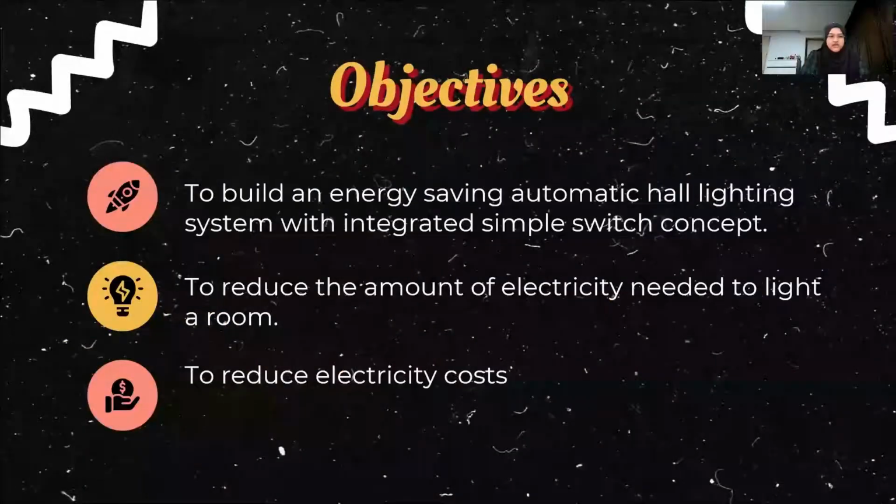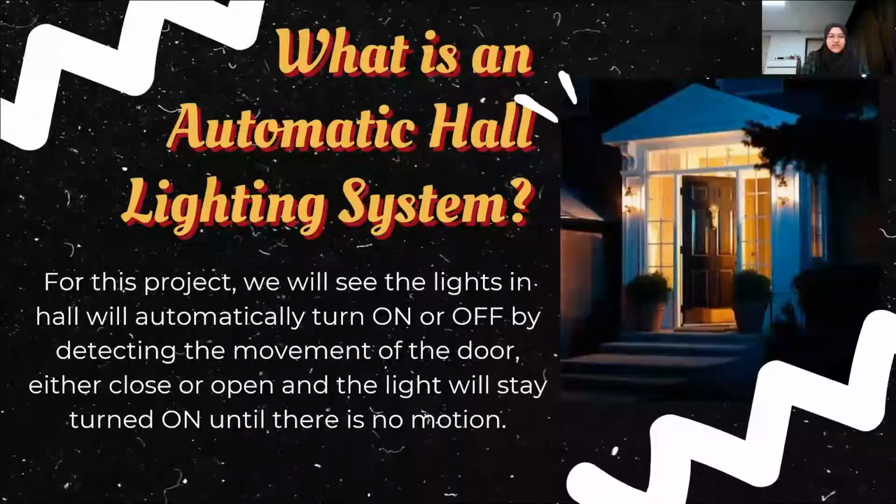The objectives of doing this project are to build an energy-saving automatic hall lighting system with an integrated simple switch concept, to reduce the amount of electricity needed to light a room and to reduce electricity costs. So, what is an automatic hall lighting system? In this application, we will observe that the light in the hall will automatically turn on or off by detecting the movement of the door, whether it is closed or open. Otherwise, the light will stay turned on until there is no motion of the door.